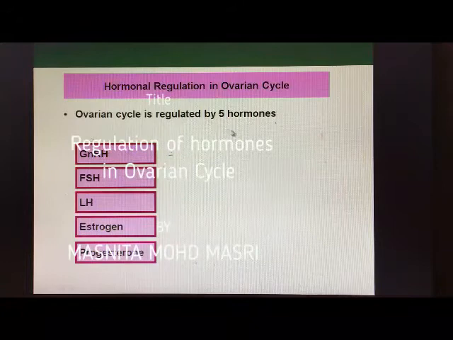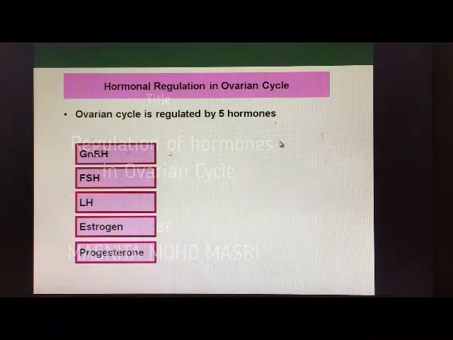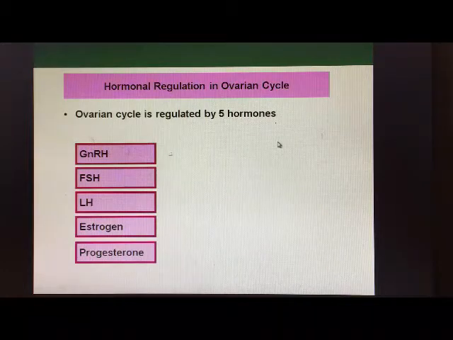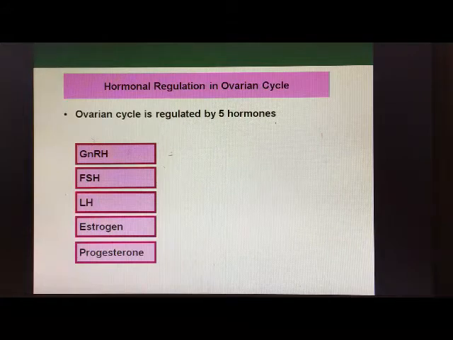I'm going to talk about the hormonal regulation in ovarian cycle. The ovarian cycle is regulated by 5 different hormones. The first hormone is known as gonadotropin releasing hormone, or in short GnRH, follicle stimulating hormone FSH, luteinizing hormone LH, estrogen, and lastly progesterone.